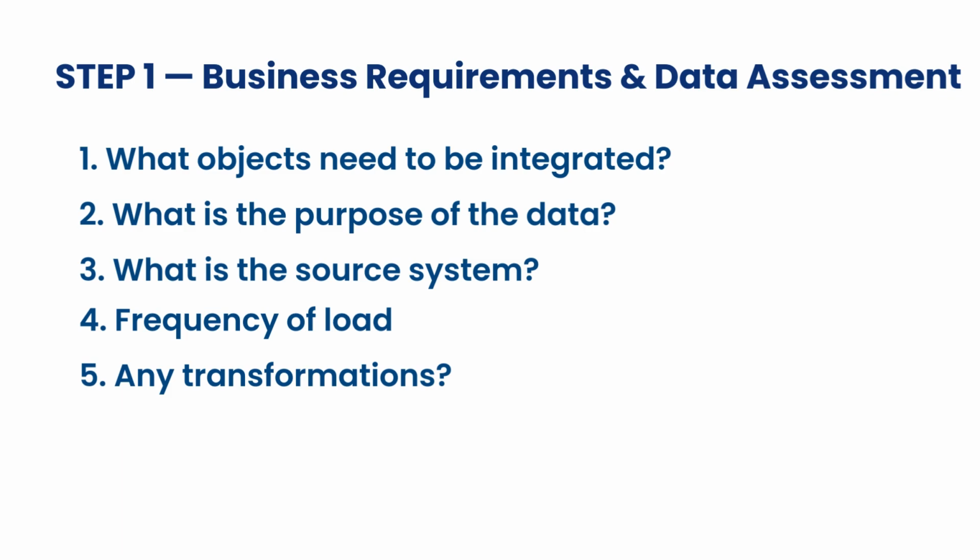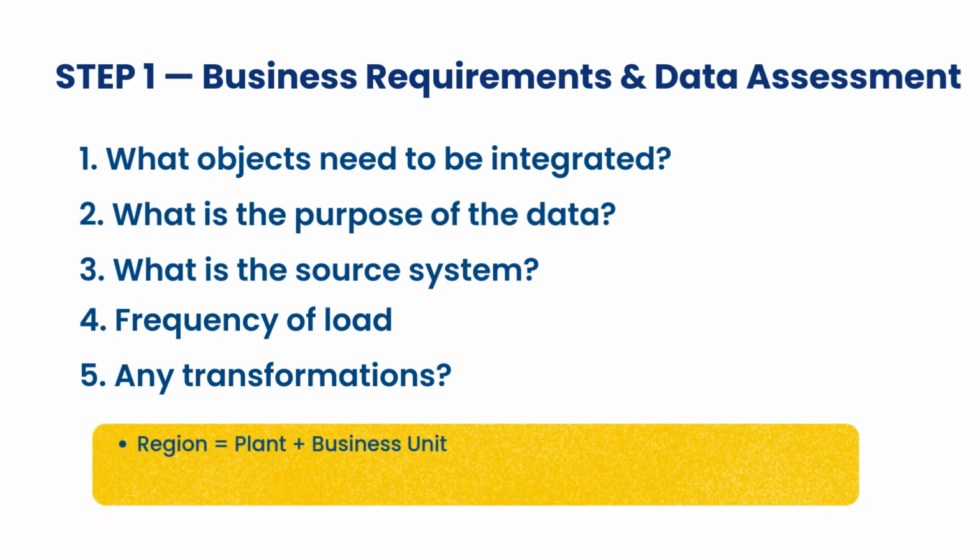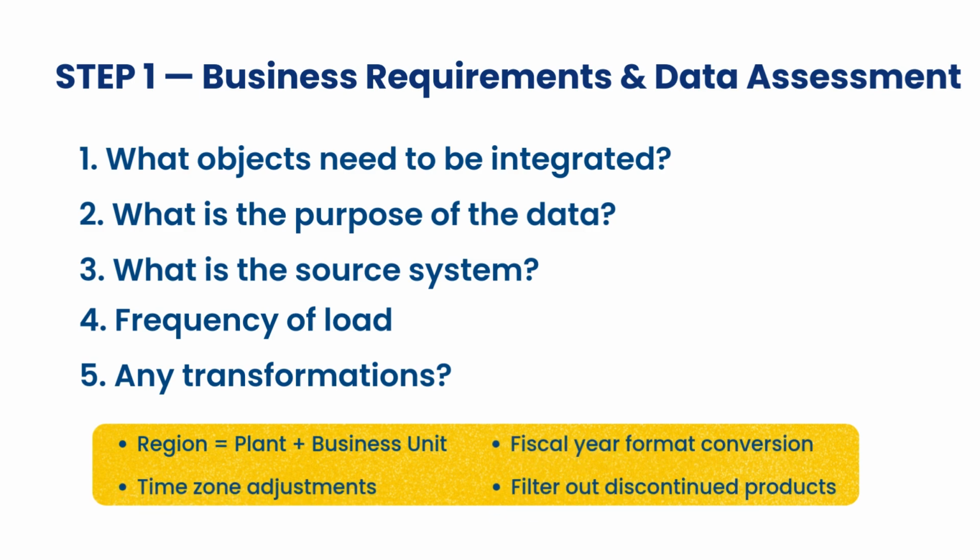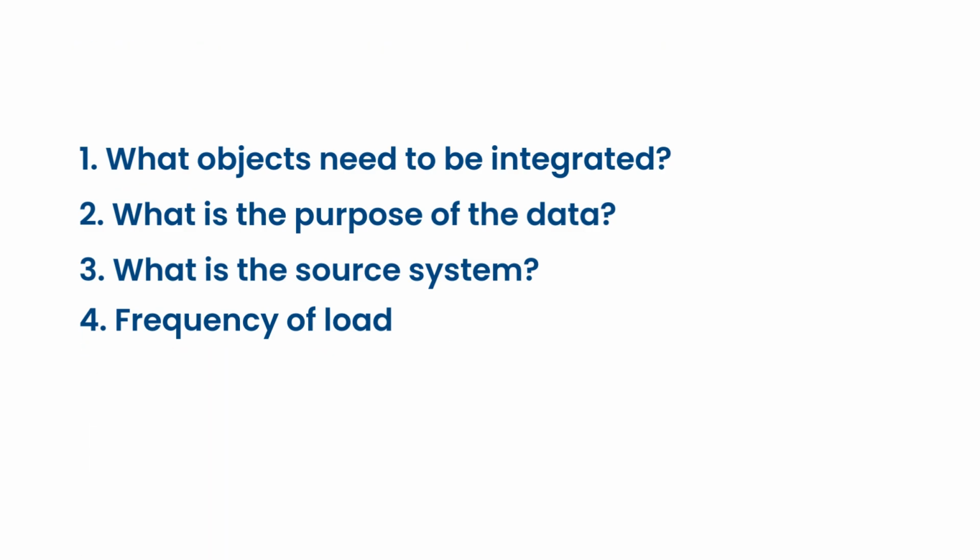Any transformations? For example, region equal to plant plus business unit, fiscal year format conversion, time zone adjustments, filter out discontinued products. Sometimes business rules aren't fully defined initially. What happens then? Great question, and a real challenge. If a rule is unclear, we implement it as a parameterized field in CIDS, so it can be changed without changing the whole data flow.